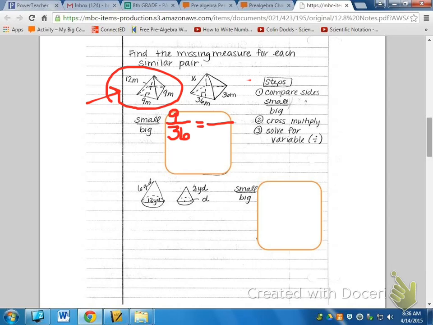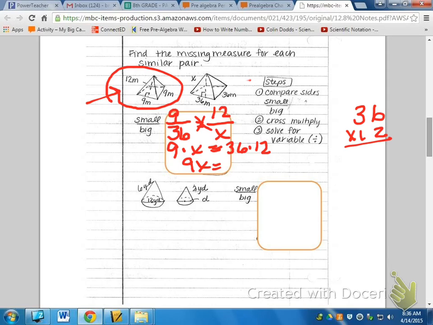Okay, so now go back over to the small one. Which other measurement do we have to use? Morgan? 12, and it matches what from the big pyramid? Morgan? X. Okay, so 9 over 36 is set equal to 12 over X. Now we cross, so that means 9 times X equals 36 times 12. 9 times X is just 9X. And off to the side, I'm going to do 36 times 12.